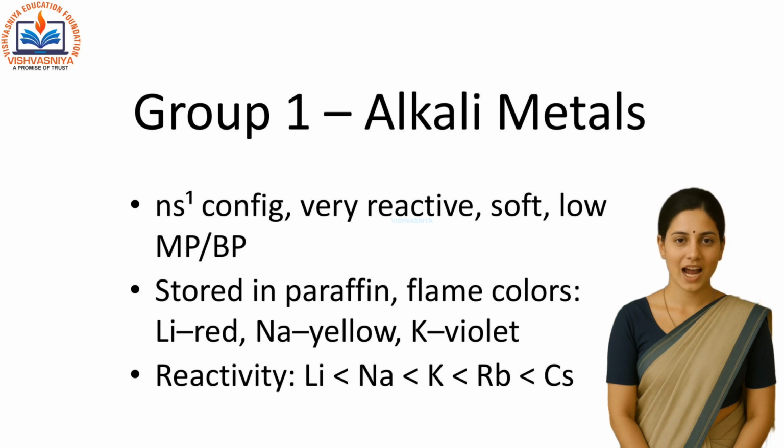Let's now explore how specific groups behave. Group 1, alkali metals. Elements Li, Na, K, Rb, Cs, Fr. Configuration ns^1. Very reactive, soft metals. Low melting and boiling points. Stored in paraffin due to high reactivity. Reactivity increases down the group. Form ionic compounds and monovalent cations. Flame test: Li red, Na yellow, K pale violet.